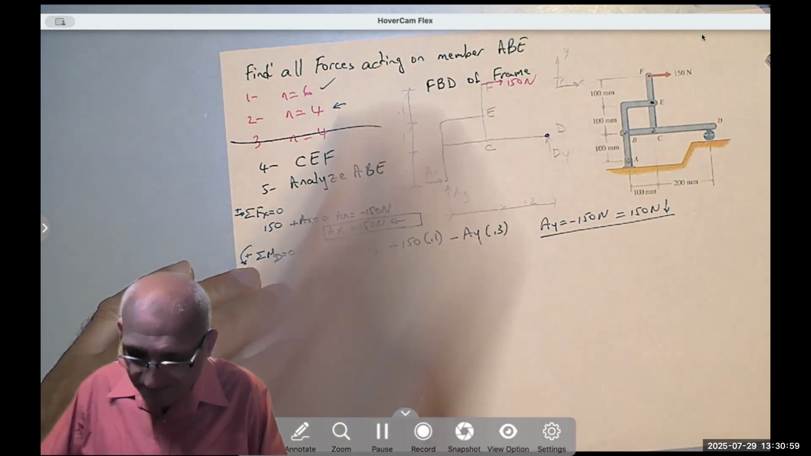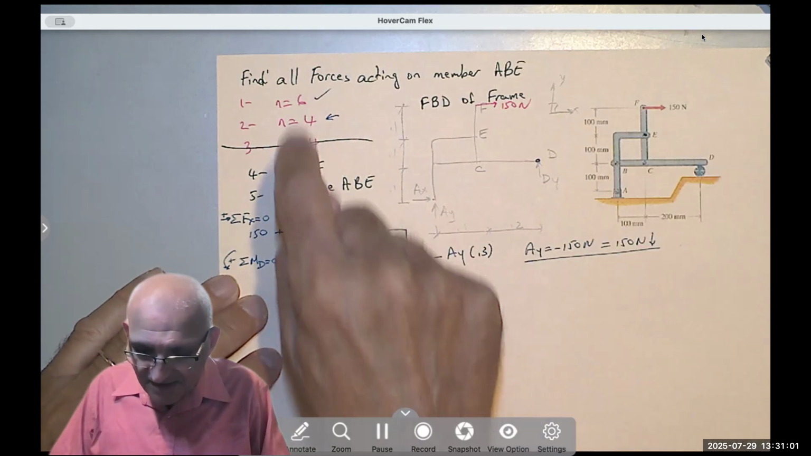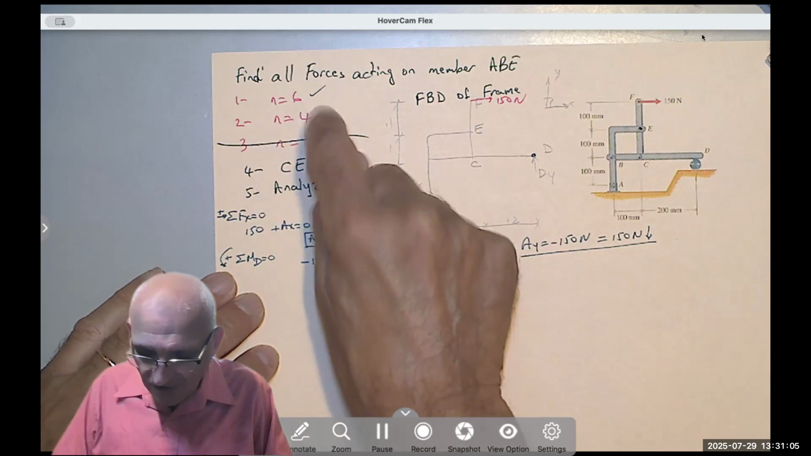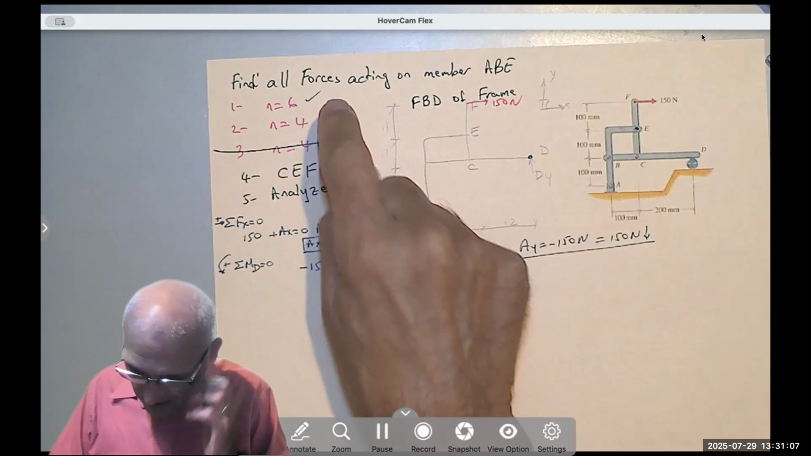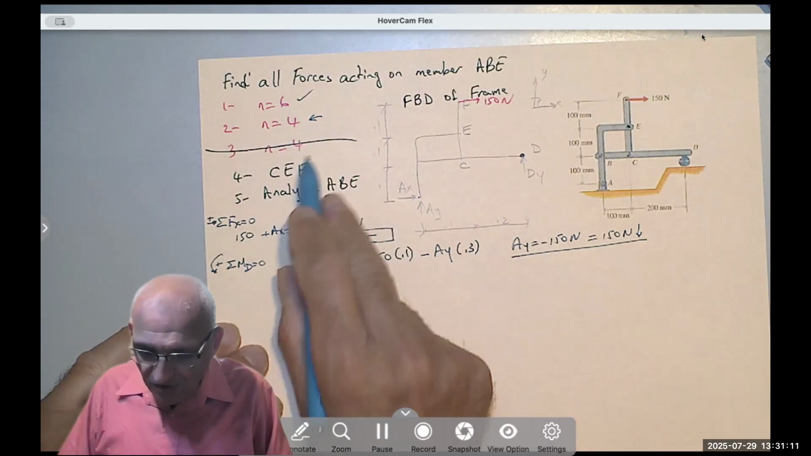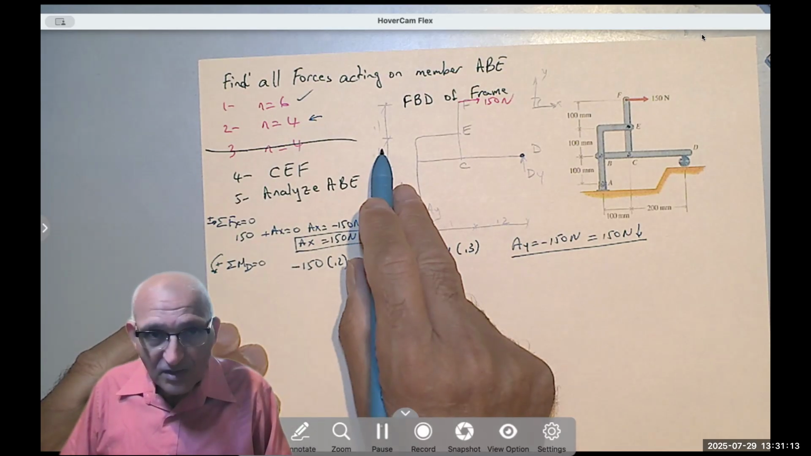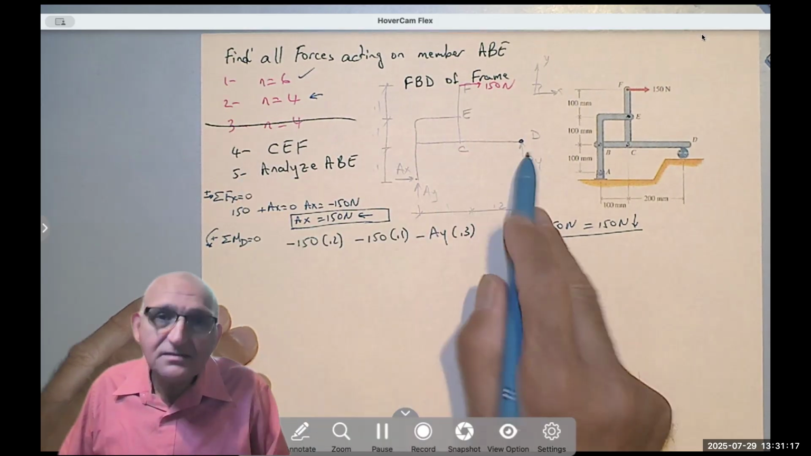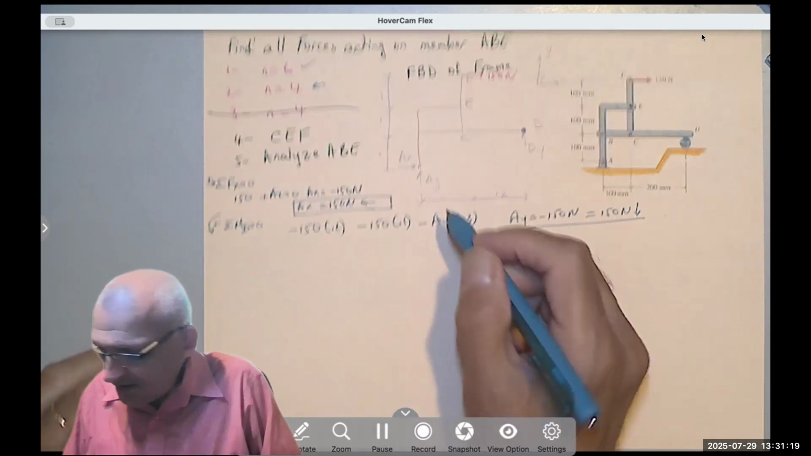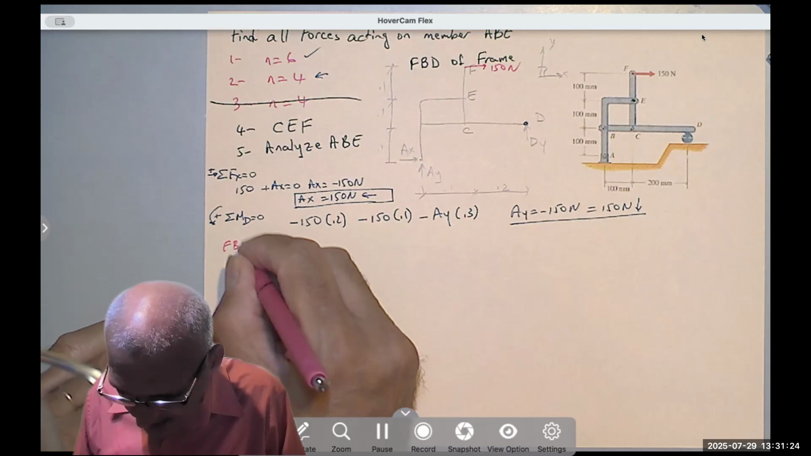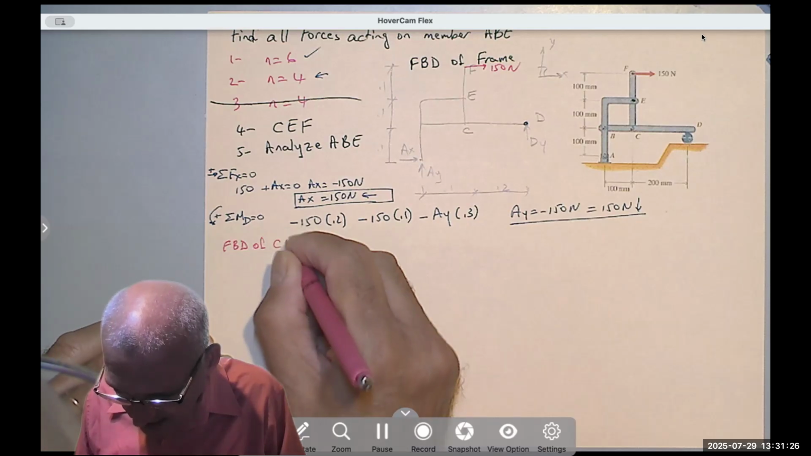I'm down here. I need to analyze, I didn't have, I'm sorry. So I already did the two support reactions. So I have four unknowns. I need one more. We don't have two force members, so we skipped number three. Step number four, we could have picked this or that. We just decided to pick CEF. So free body diagram of CEF.